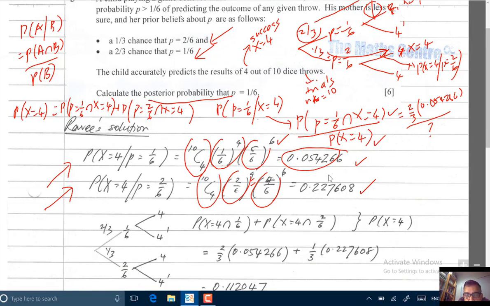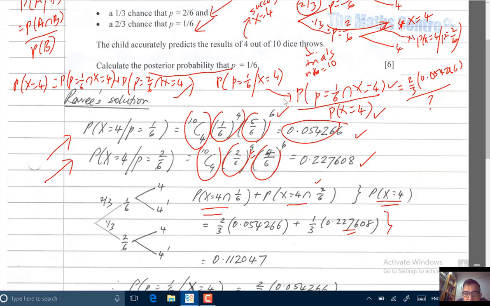So probability x equals 4 will be equal to probability x equals 4 and P equals 1/6 plus probability x equals 4 and P equals 2/6, like I mentioned here. Now, x equals 4 and P equals 2/6, just go along this branch. So you take 1/3 times 0.0227608, that's what you see here. You add these up and you will get probability x equals 4 as 0.112047.